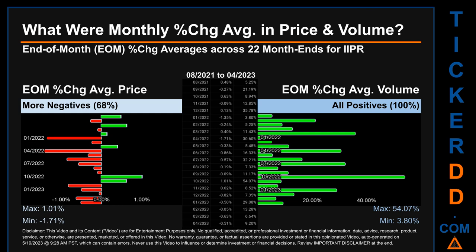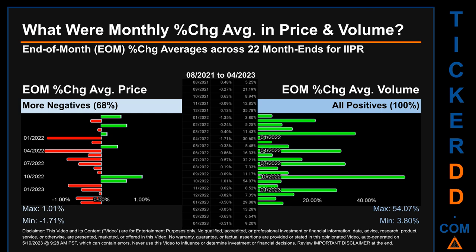What were end-of-month percentage change averages in price and volume for IIPR? The monthly average of percentage change in price and in volume were calculated for each of the 22-month ends. That calculation took daily percentage changes and averaged them for each given month. If a month end came out negative, then it means that the month summarily saw a negative change.